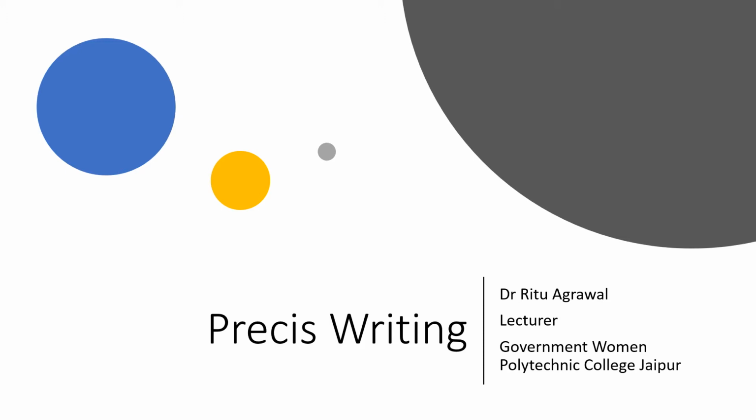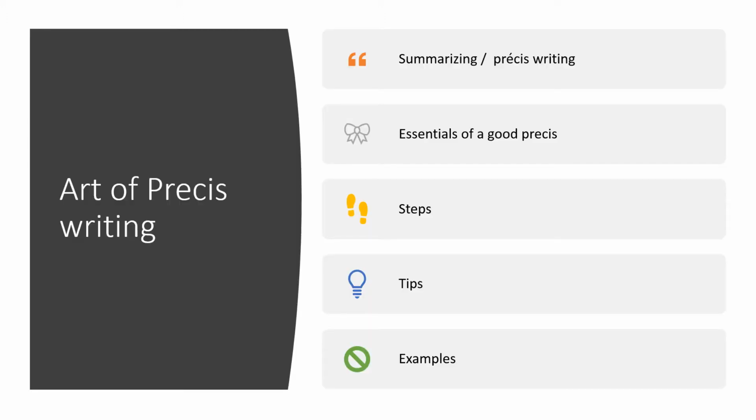Basically, the art of Precis writing can be subdivided into 5 points that will be covered in this particular video. The first point is summarizing or Precis writing. The second point is essentials of a good Precis. The third will be the steps which are required for a good Precis writing. In the fourth point, we will deal with the tips how to write a good Precis. And at the last, we will be having certain examples.